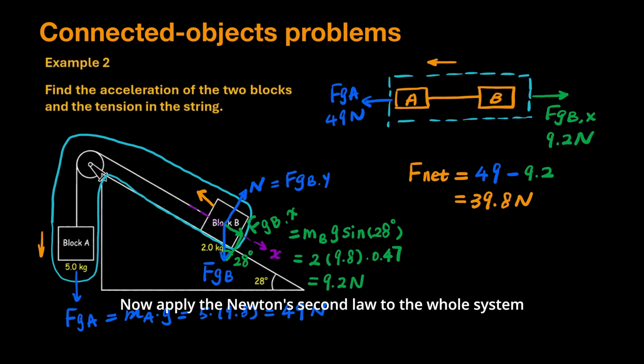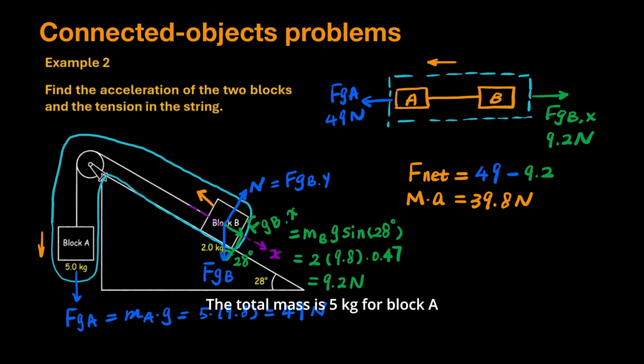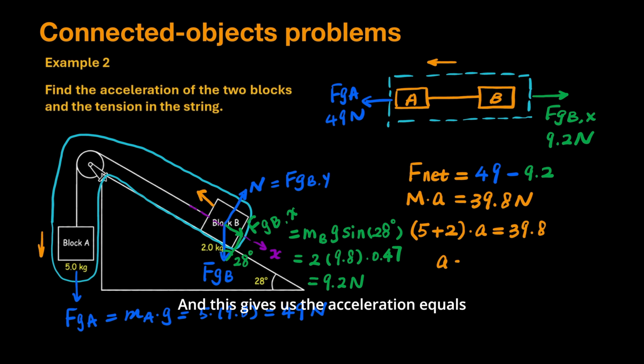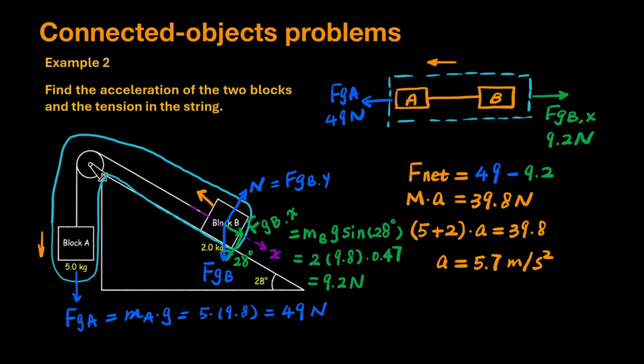Now apply Newton's second law to the whole system. The net force is the mass multiplied by the acceleration of the system. The total mass is 5 kilograms for block A plus 2 kilograms for block B, then multiplied by the acceleration equals 39.8 Newtons. And this gives us the acceleration equals 5.7 meters per second squared. But once again, the question also asks for the tension in the string. The system free body diagram helped us find the acceleration, but it didn't give us the tension directly.